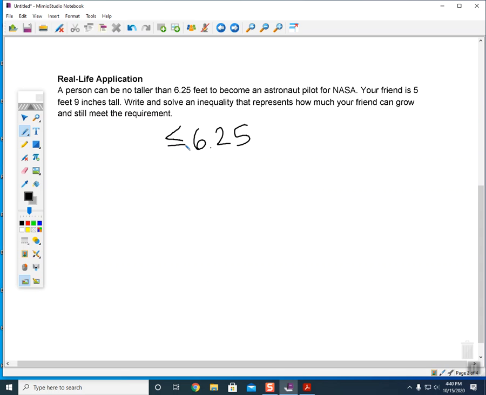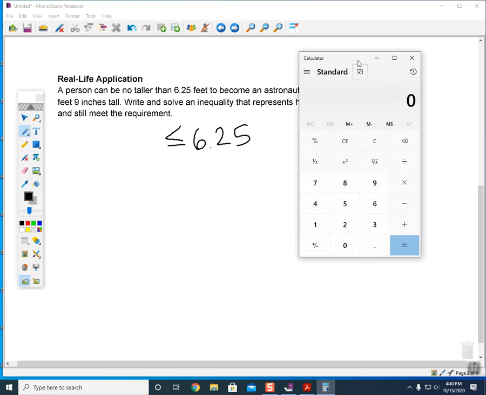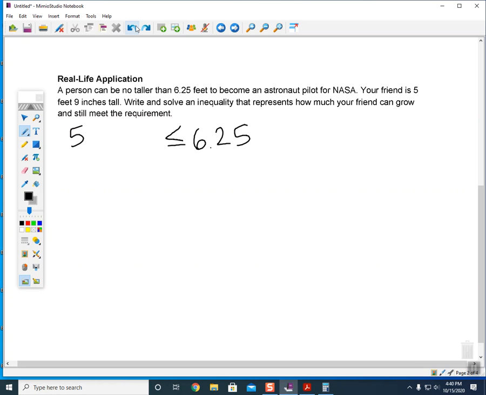So let's figure out, what is that as a decimal? Let me pull up my calculator so you can watch me do this too. So I have that my friend is 5 foot 9 inches. Well, I want to know how much of a foot is 9 inches. So I would have 9 divided by 12, because there's 12 inches in a foot. Okay, so 0.75. So my friend is 5.75 feet tall. I'm going to add to that however much more they can grow, and that needs to be less than or equal to 6.25.